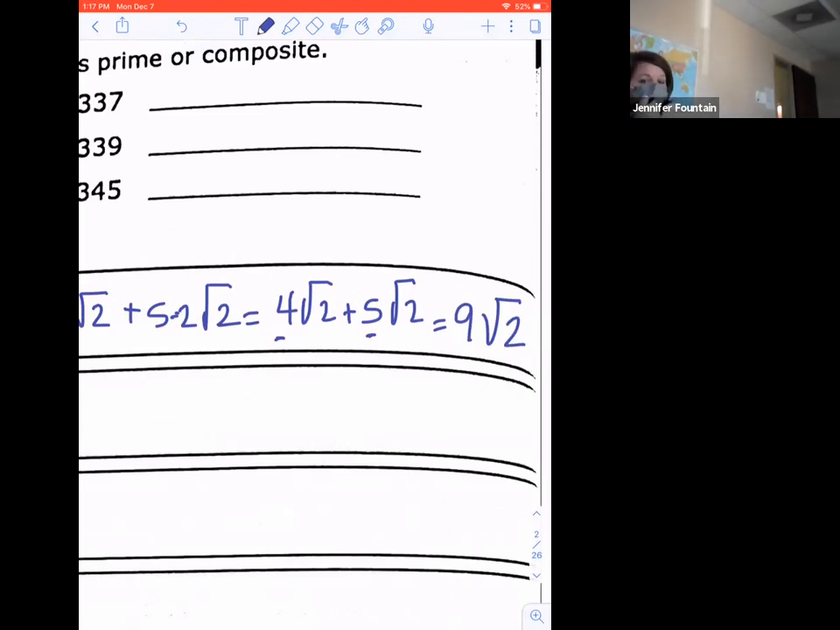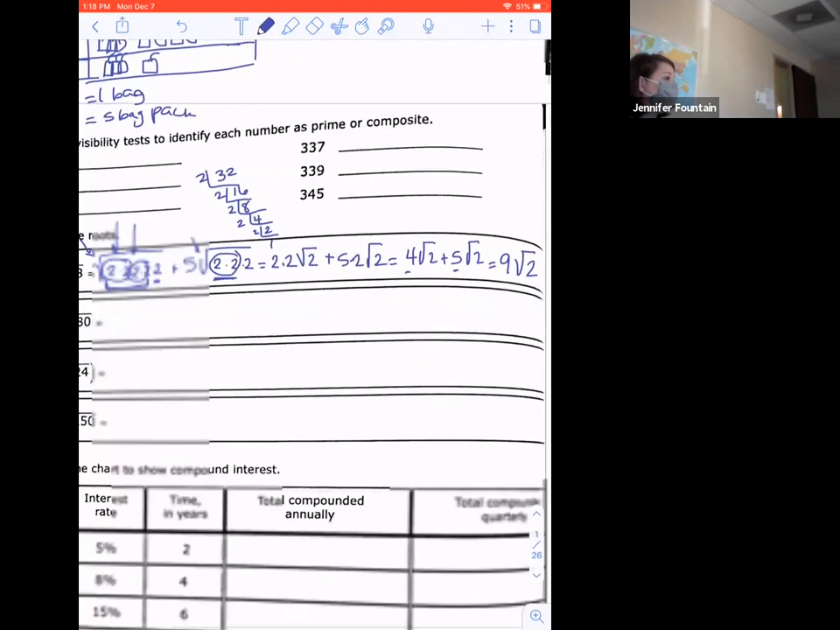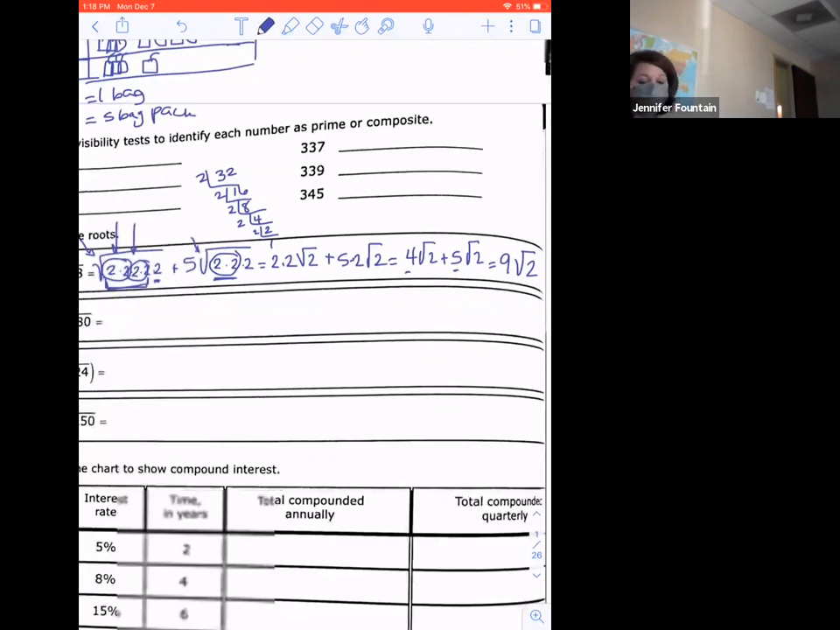This is something that we get pretty involved with in Algebra 1 as well. So learning this now is going to help you for next year. When I'm trying to simplify radicals, I have to break everything down into prime factors and simplify first. Then I look to see what can be combined.